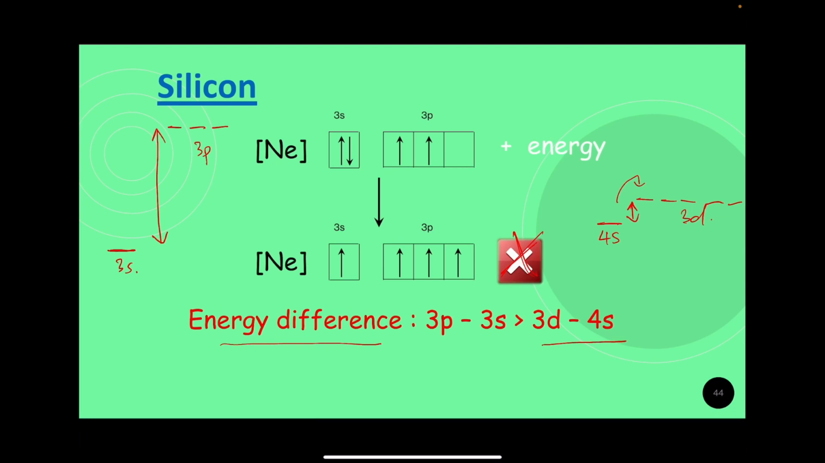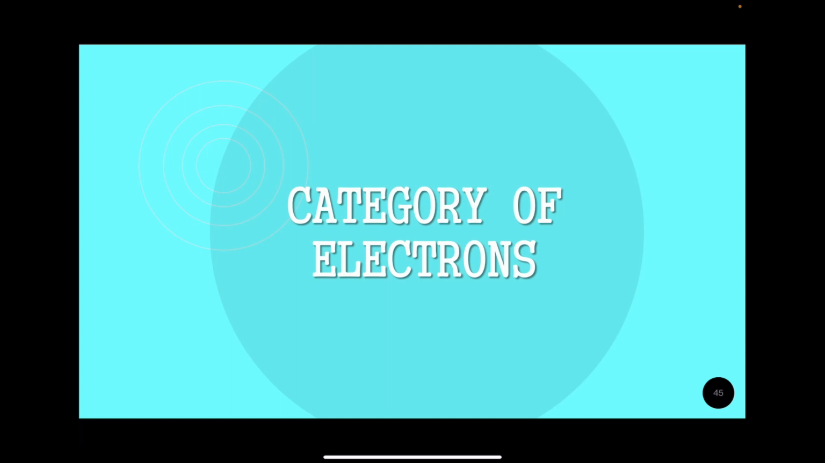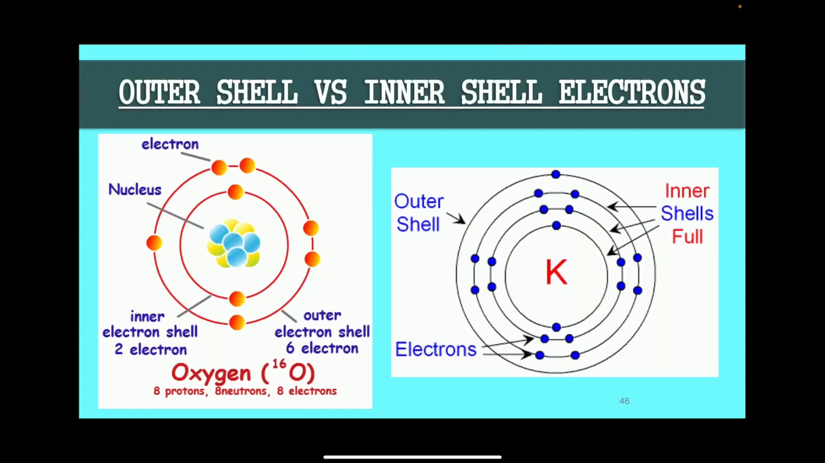Alright, next we move into another main subtopic, which is the category of electrons. First, I would like to explain about outer shell versus inner shell electrons. What are outer shell and inner shell electrons? Let's say, for example, we have one example.